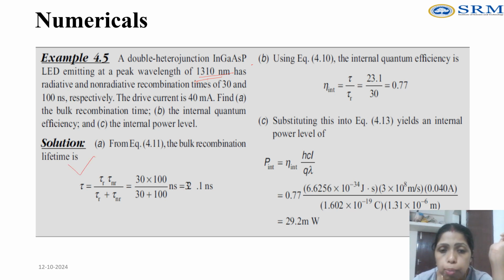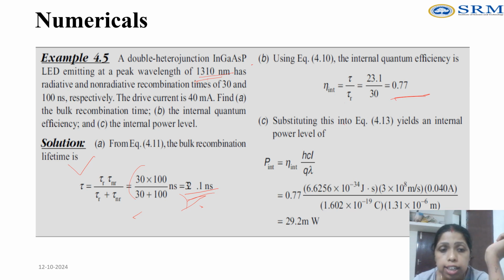So if you want to calculate the bulk recombination lifetime, this equation I discussed in the last class: tau r into tau n divided by tau r plus tau n. If you put the values, you can get the bulk recombination lifetime. So what is the internal quantum efficiency? If you recall the formula, that is equal to total bulk lifetime divided by radiative recombination lifetime. So if you divide both you can get 0.7.